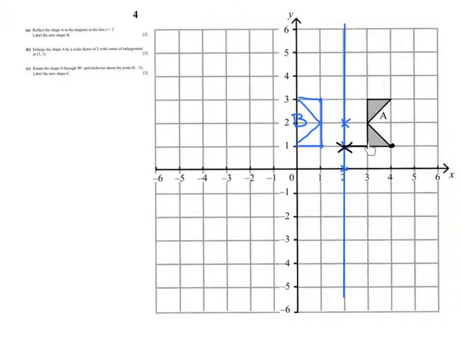This side is 2 squares long. If I multiply that by 2, I get 4. So I want my side to be 4 squares now. Next, I have a side which is 1 square, so multiplying that by 2, I get 2. So I want a side with 2 squares. And I'm now going to repeat that, working around the shape.